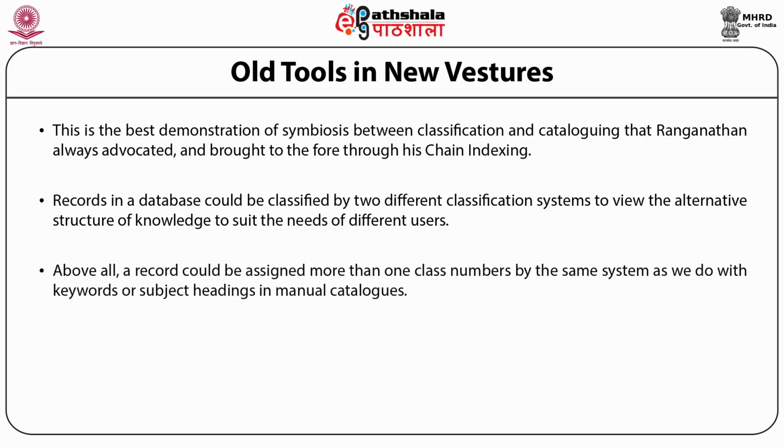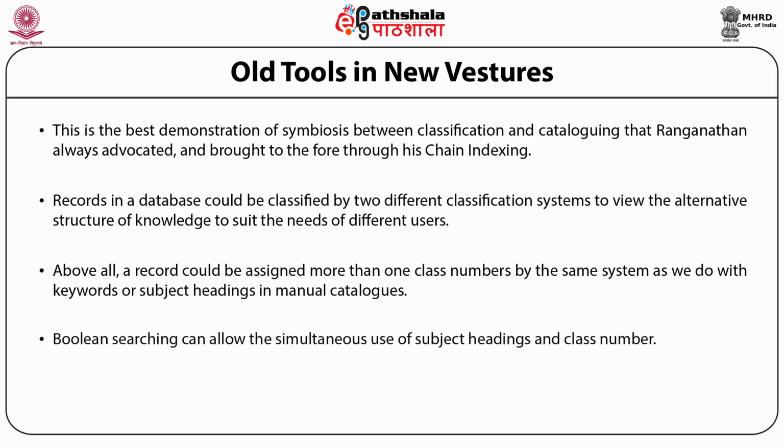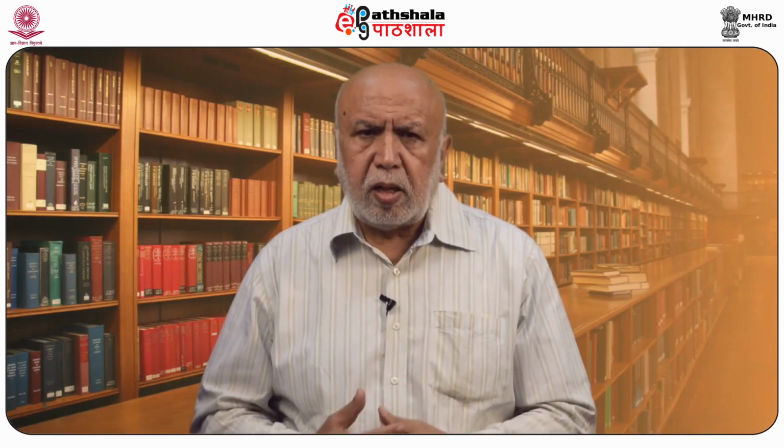Above all, a record could be assigned more than one class number by the same system, as we do with keywords or subject headings in manual catalogs. Boolean searching can allow the simultaneous use of subject headings and class numbers.